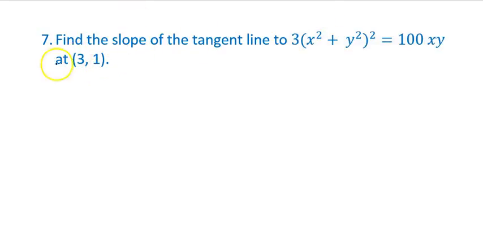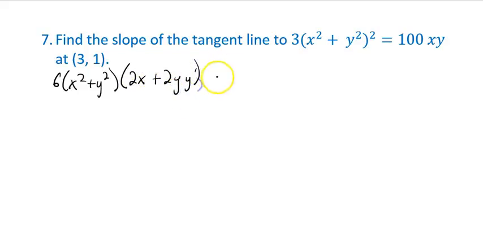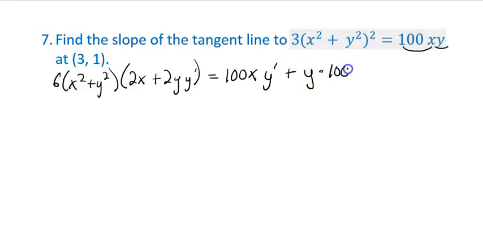So I'm going to start by taking this derivative, which will be a chain rule. I'm going to have 6x squared plus y squared to the first. And then the derivative of x squared plus y squared will be 2x plus 2y y prime. On the other side, it's a product rule. I'm going to treat 100x like it's one piece and y like it's another. So I have first derivative of the second plus the second times the derivative of the first.